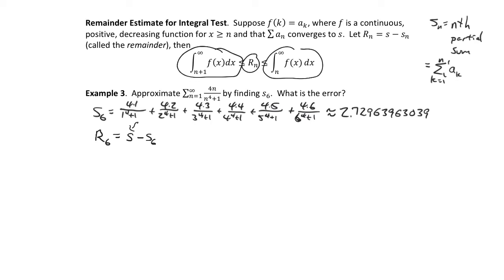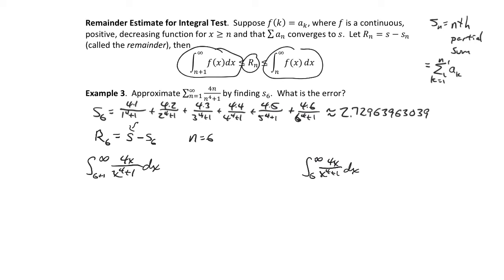So what we'll do is, in our case, n is equal to 6. We're going to look at the integral from 6 plus 1 to infinity of our function. So I'm going to change my function to 4x over x to the 4th plus 1 dx. Then I'm going to look at the integral from 6 to infinity of the same thing, 4x over x to the 4th plus 1 dx. The error will be trapped between those two values. So we'll get a good idea of the minimum error and the maximum error we have.